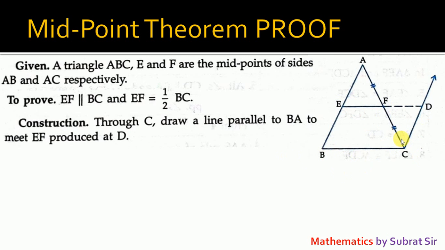Now we'll draw a line through C which is parallel to the line AB. So we draw a line CD in such a way that this line is parallel to AB, and we extend EF. It will meet that line at the point D. Here AB is parallel to CD, and when we extend EF, it joins at the point D to the line extended from C.